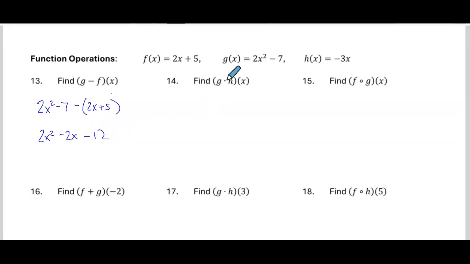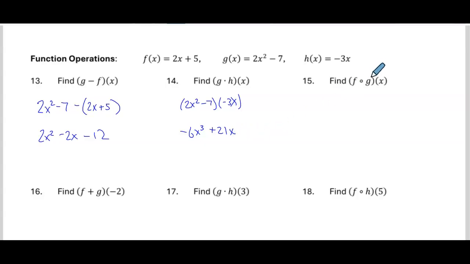Okay, 14, g times h. So set up g times h. We have 2x squared minus 7 times negative 3x. Just distribute that back in. We have negative 6x cubed and plus 21x. Hopefully so far so good.